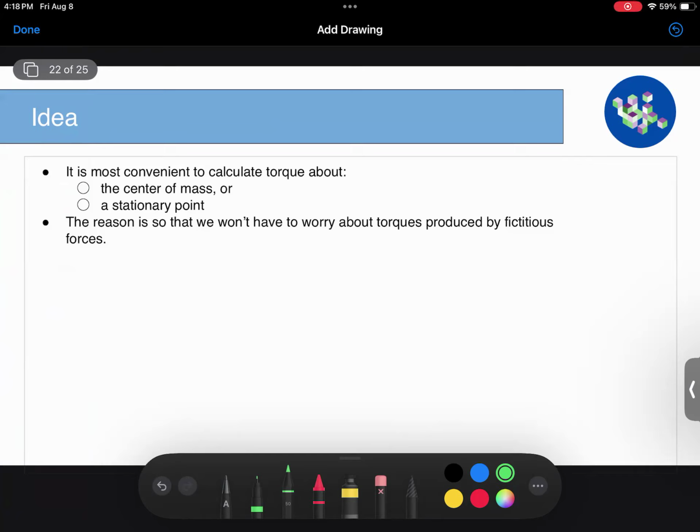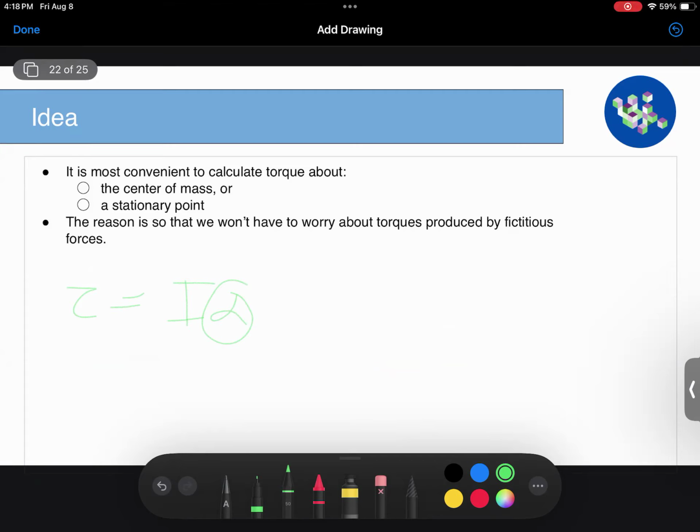Basically, when I'm looking at the torque about some point, it's equivalent to taking the frame of that point, and then I'm looking at the torques about that point, right? If I say torque equals I alpha, this alpha is the angular acceleration about that point, right? Then if I want to find the angular acceleration of the object about that point, I need to take the frame of that point.